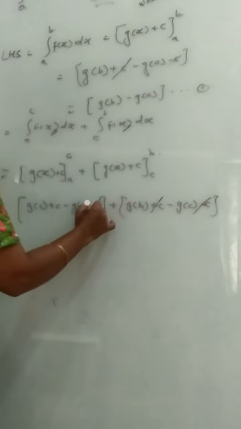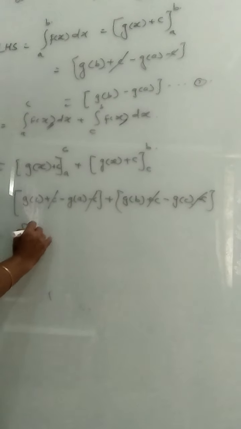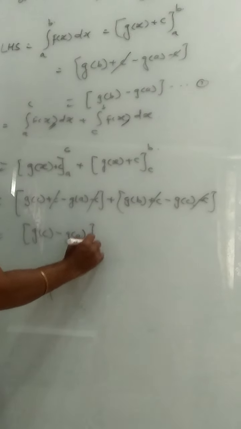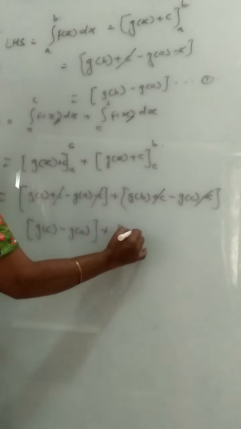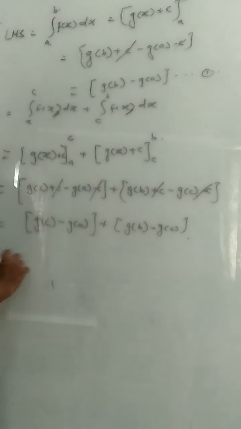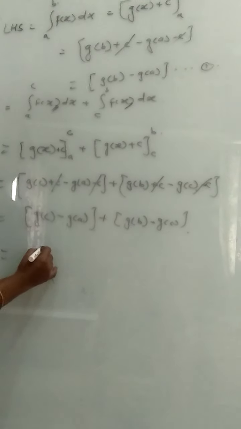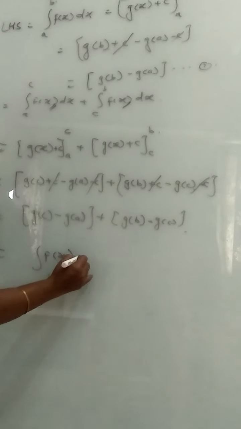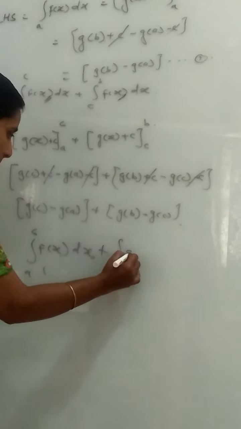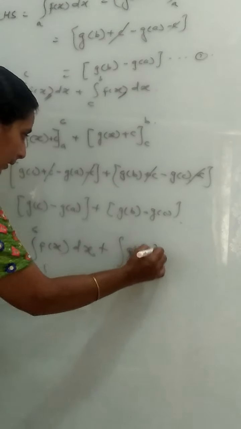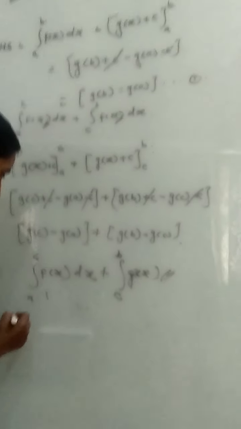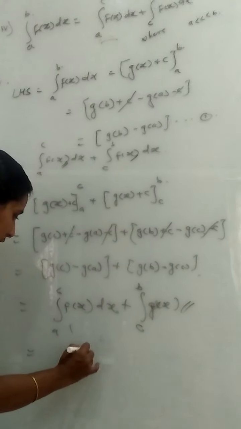Minus c plus c get cancelled, minus c plus c get cancelled. Our integral term becomes g of c minus g of a, plus this term g of b minus g of c. From this we write that this term is the integration of f of x dx with limits a to c, plus the integration of f of x with limits c to b, and this is the RHS.